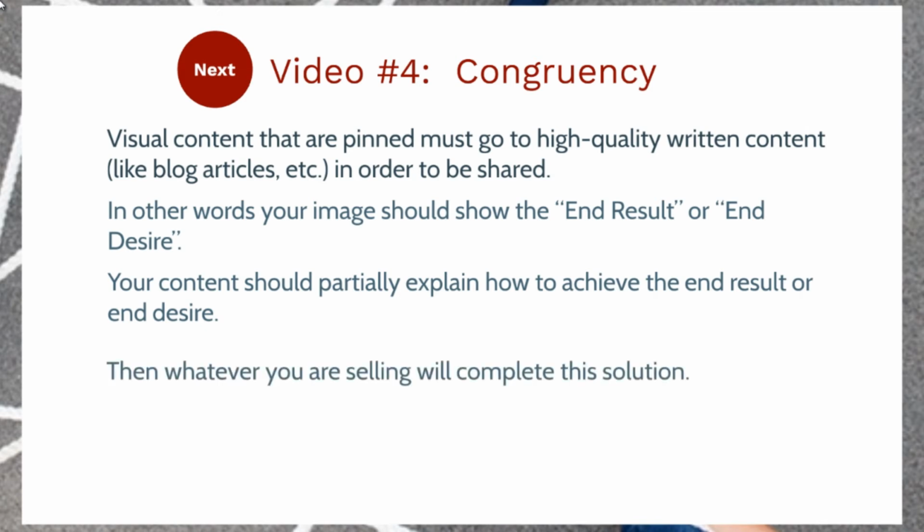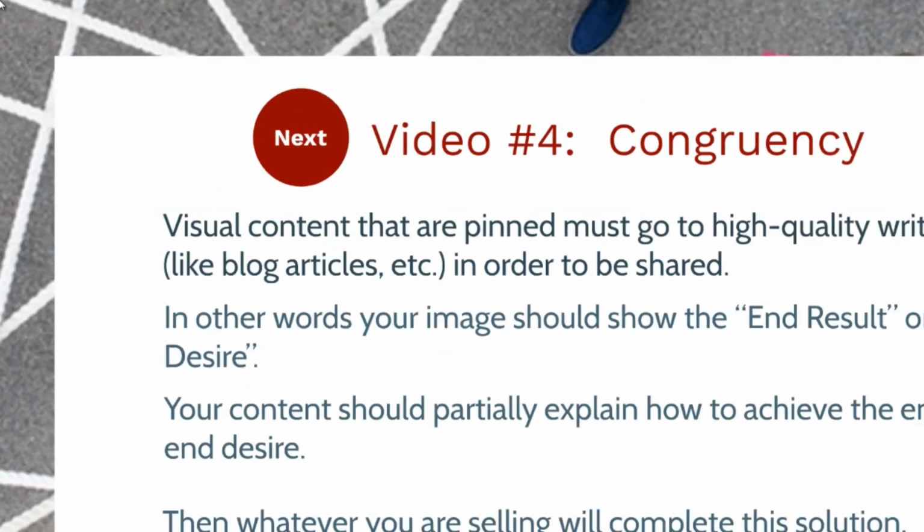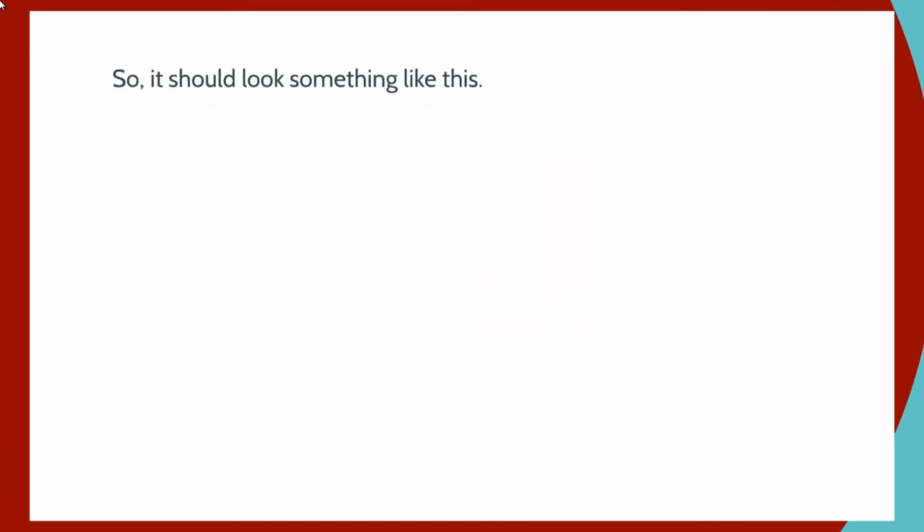So whatever you are selling will complete this solution. So let me explain. It should look like something like this. The image is the first thing that people see on Pinterest. They click it because they're interested in it. And we're talking about people that are on the Pinterest site. So not to be confused with people who have pinned the image. So these are people on the Pinterest site that are looking on the Pinterest boards.